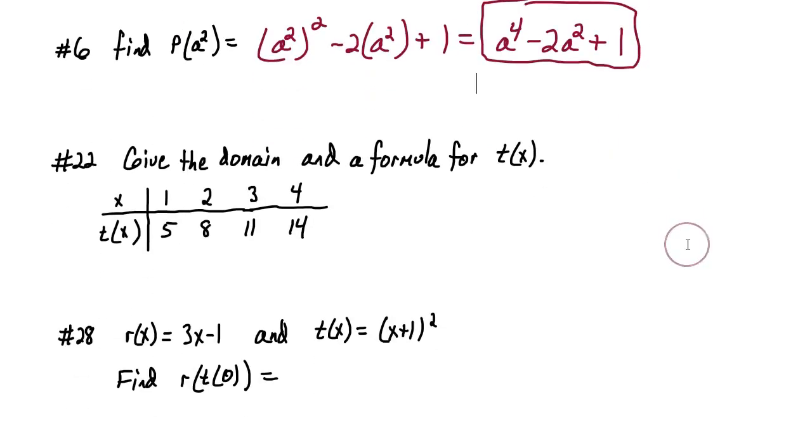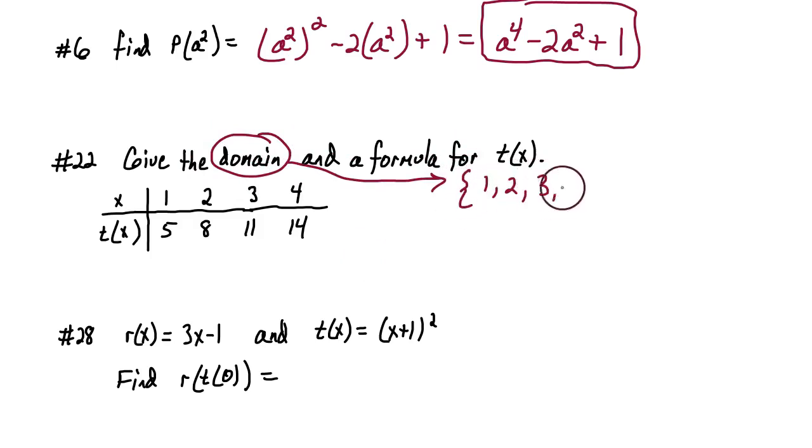Number 22, give the domain and a formula for t of x. Domain is all of the x values. So our domain is 1 and 2 and 3 and 4. Now let's make an equation that shows how to find t of x. Let's check if this function is a linear or a quadratic function, because those are the ones we've studied so far. To check if it's linear, we have to have a constant rate of change.